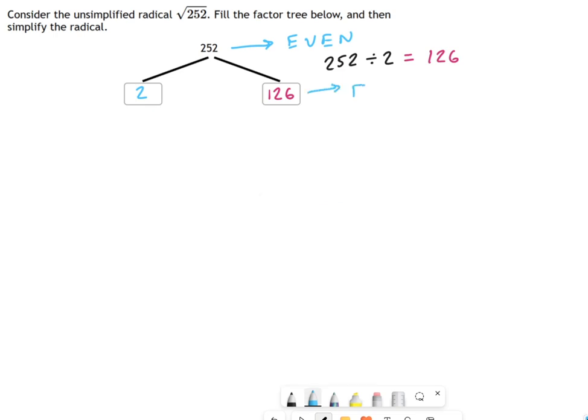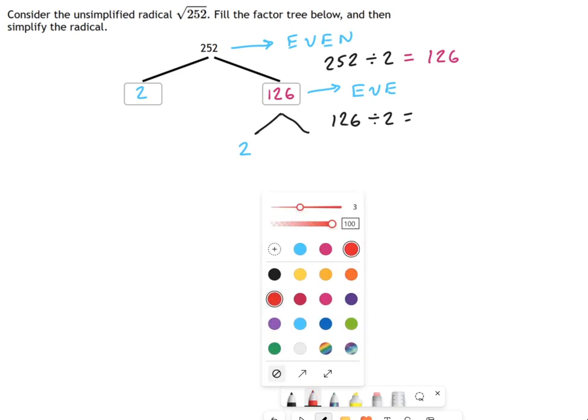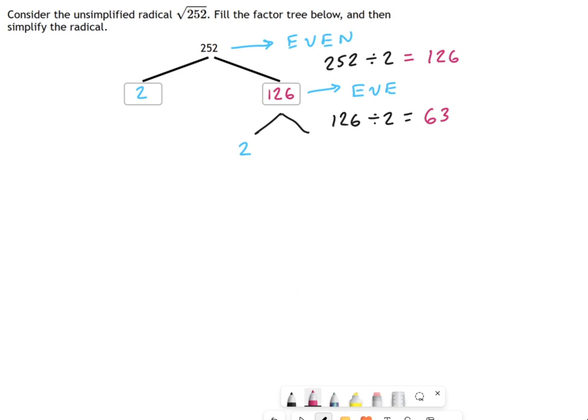And then we repeat. We just do the same process over again. So I notice that this is an even number, which means when I build its factor tree out here, one of the numbers is going to be 2. And the other number, I figure out this way. I say, okay, 126 divided by 2 equals what? Well, if you have a calculator handy, again, this can be pretty quick. If not, you'll get some practice at division. 63 is my next number.